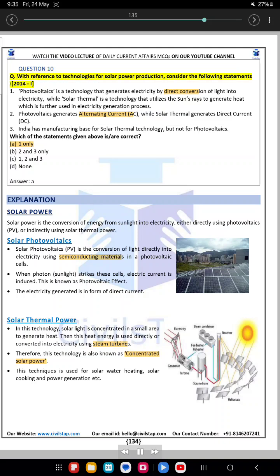Question 10. With reference to technologies for solar power production, consider the following statements. 2014. 1. Photovoltaics is a technology that generates electricity by direct conversion of light into electricity, while solar thermal is a technology that utilizes the sun's rays to generate heat which is further used in electricity generation process.